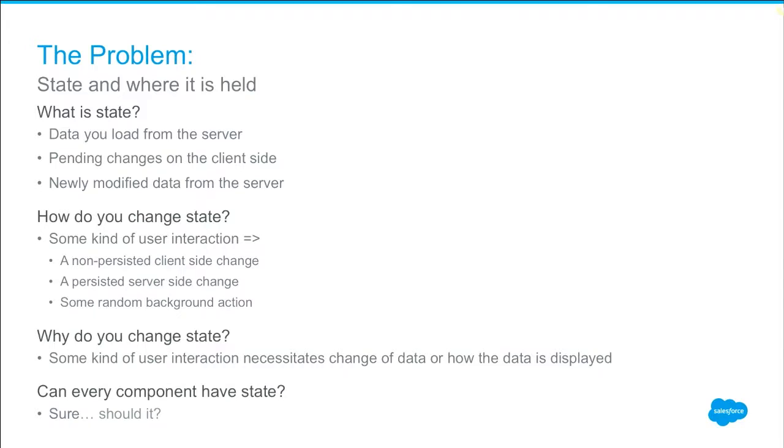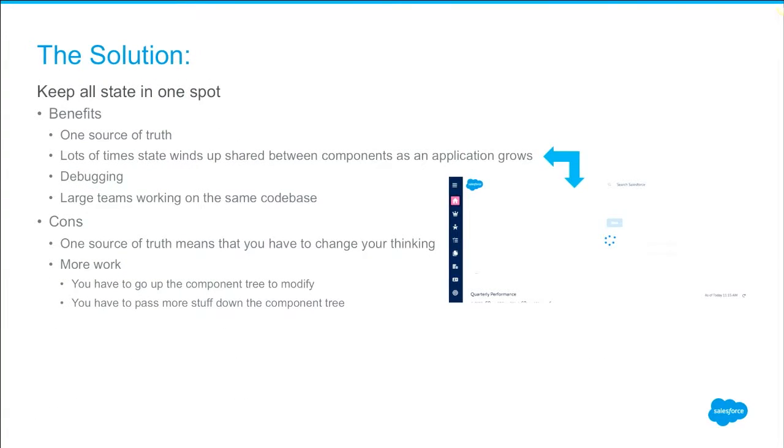So the question is, okay, where do I hold state? Does every component have state? They can, but maybe you don't really want that. So the solution that we've seen throughout front-end dev in general, and I'm trying to bring back to Lightning components with this presentation, is to keep all of your state in one giant state ball at the very top of your application. So the benefits of this are there's one source of truth for what's going on in your application. It's all in this one big object at the very top.